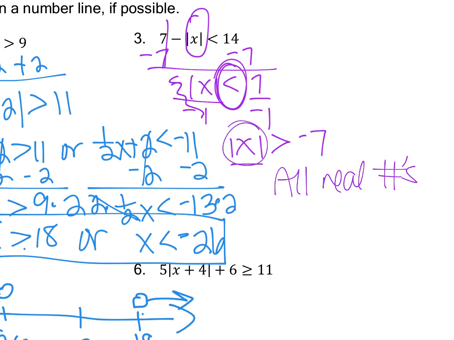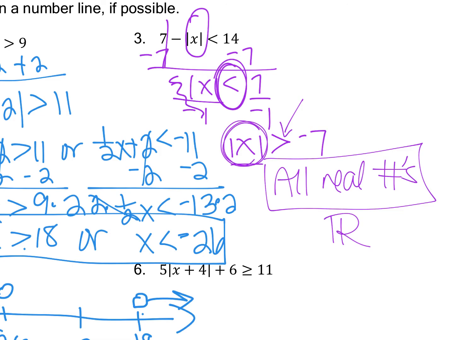because anytime we take the absolute value of just x, we're always going to be getting a positive value. That will always be greater than negative 7. No matter what we plug in for x, it's going to be greater than negative 7. So our solution here would be all real numbers. You can also use the symbol.